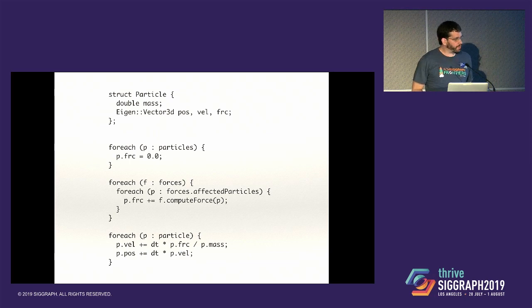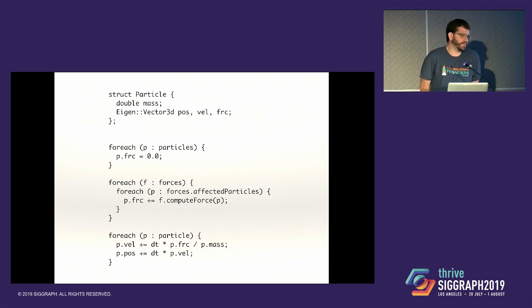We can actually code this up in just a few lines of code. So we create a little particle class or structure with a mass, a position, a velocity, and a force accumulator. We initialize all the forces to 0, and then we loop over all the forces in our system. For each particle that's affected by that force, we add that force to the particle. Then we have another loop over all the particles, and we integrate forward in time by updating first the velocity, and then the position.